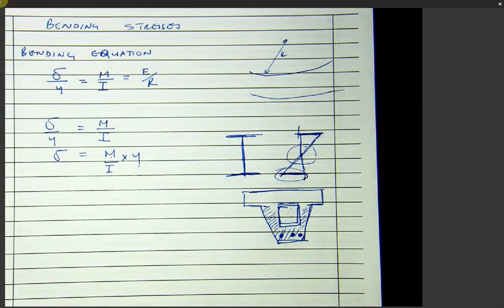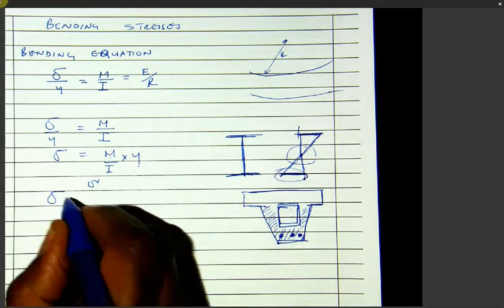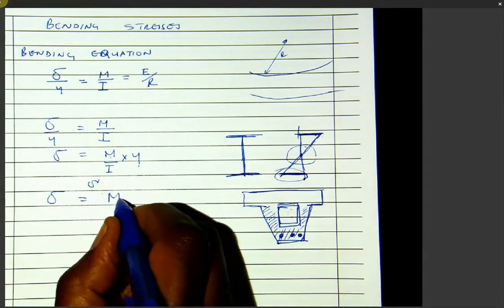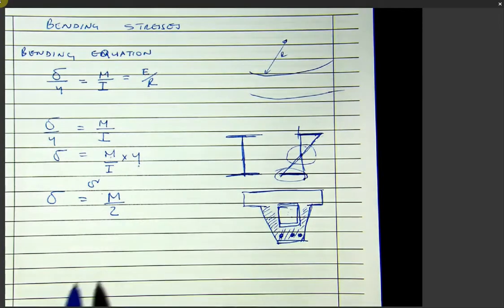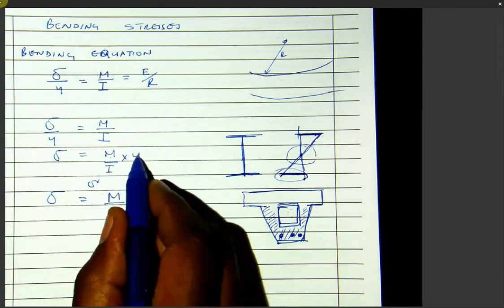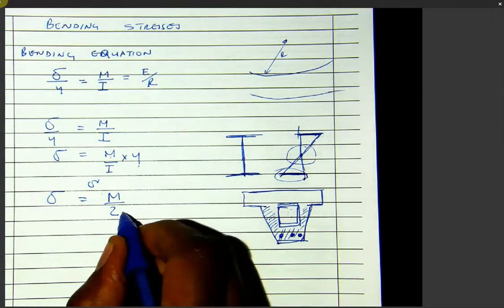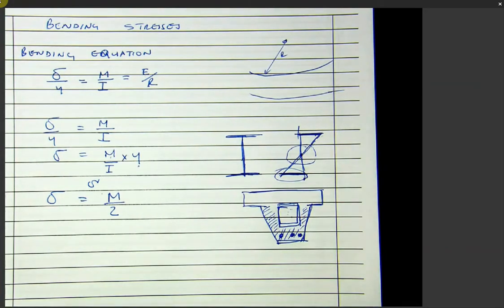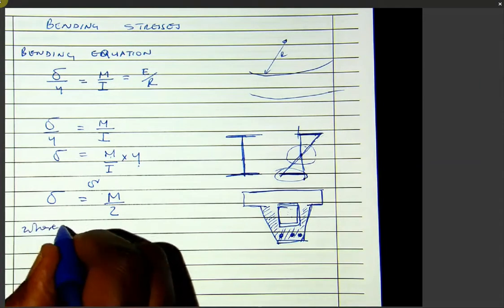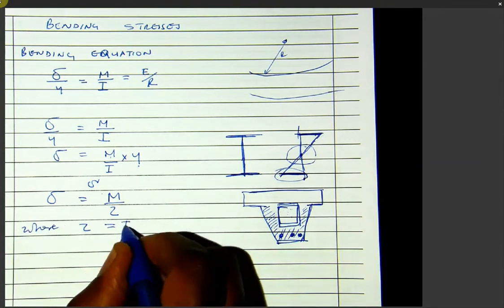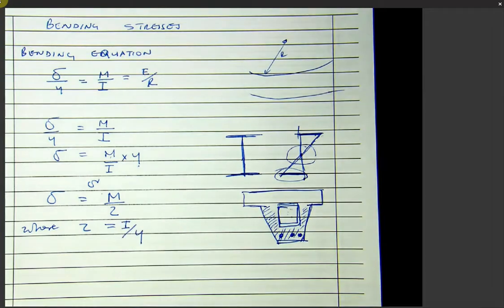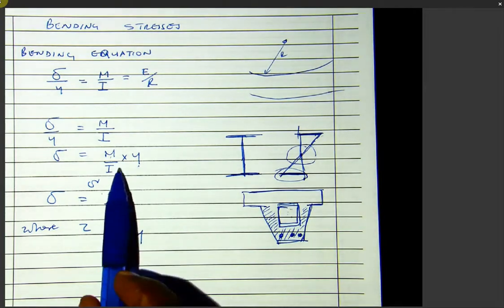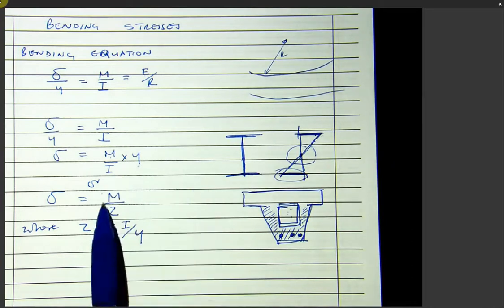Please forgive me, guys. Okay, now there's a bending stress, or you can write this as bending stress is equal to M over Z. I'm replacing that with M over Z. Why? What is Z? Z is your section modulus, where Z is equal to I over Y. So if it's easy for you to use this equation, use it, but it's the same as this.